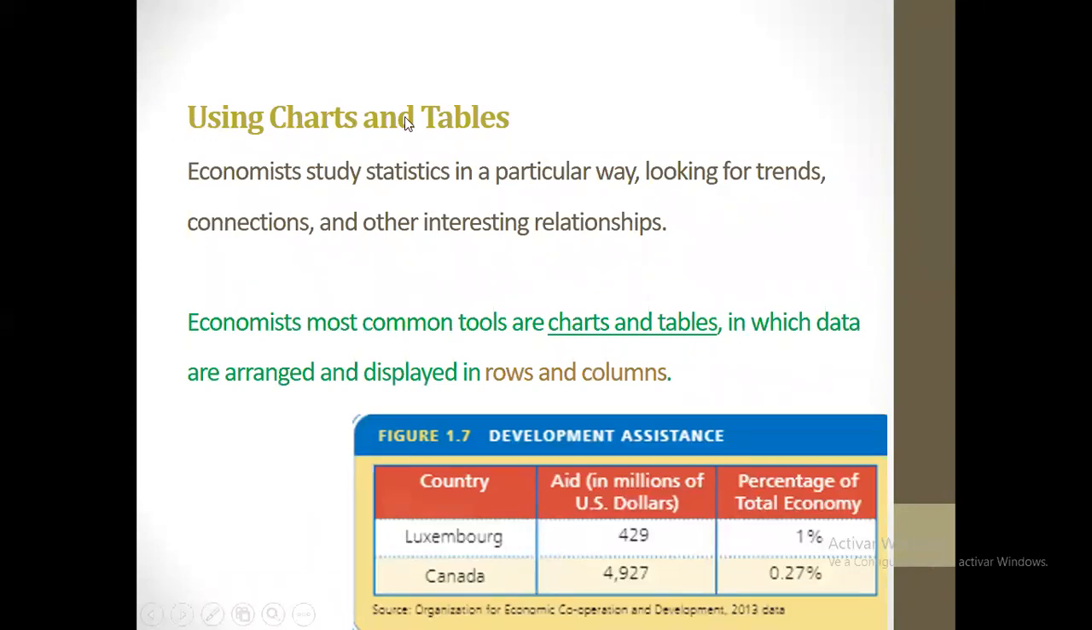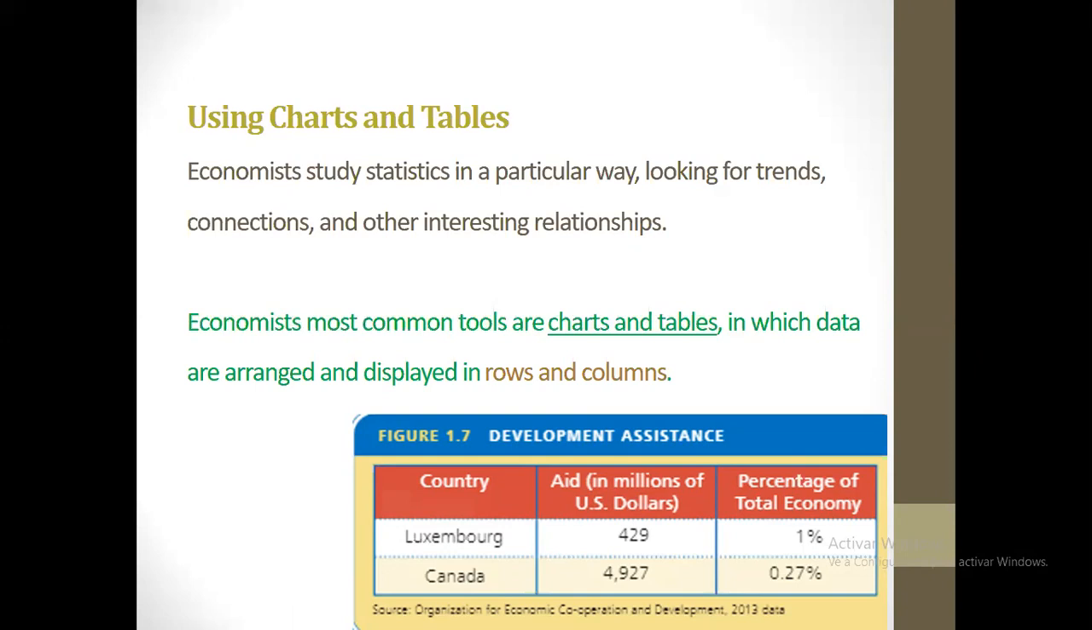Now over here, let's continue with the tools that economists use. One of those is using charts and tables. Economists study statistics in a particular way, looking for trends. What does trend mean? Tendencias: trends, connections, and other interesting relationships. Economists' most common tools are charts and tables, in which data are arranged and displayed in rows and columns. Over here, there is a very, very interesting chart, guys, that I want you to take a look at for a moment. I'm going to be quiet, just look at it.